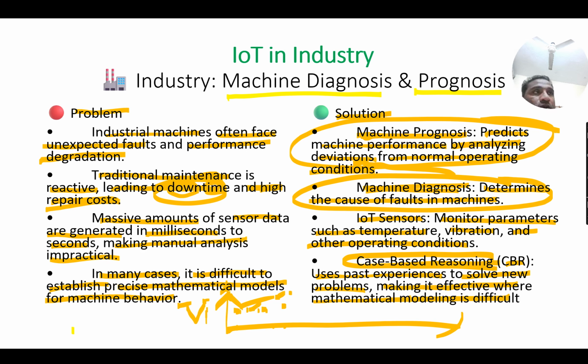See, in certain scenarios, I cannot derive a mathematical model. So in such scenarios, what do I have to do? I have to use past experience to solve a problem. A problem has occurred for this particular machine. I cannot make a mathematical model. In such scenarios, I will use the past experience.